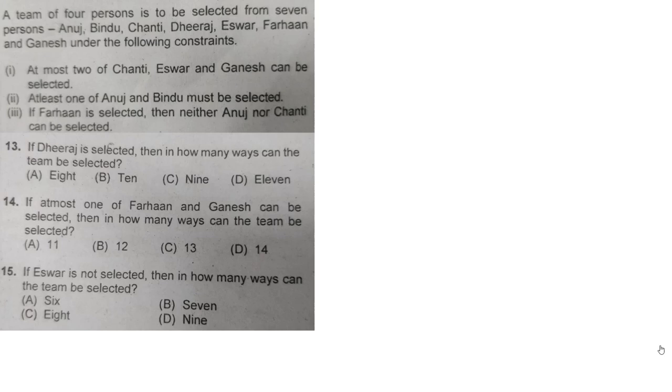Let's have a look at this selection based set, everyone. Look here. A team of 4 people is to be selected among these 7 people. Total 7 people are there. The names of these people are A, B, C, D, E, F and G. Out of these we want to select 4 people.